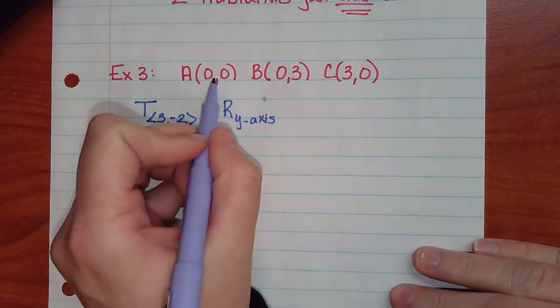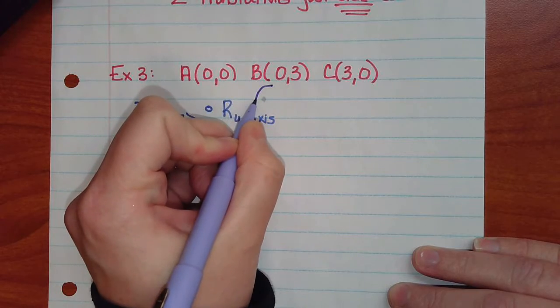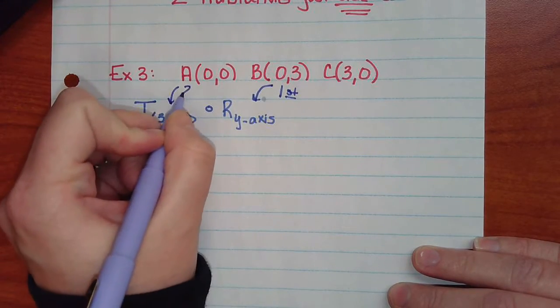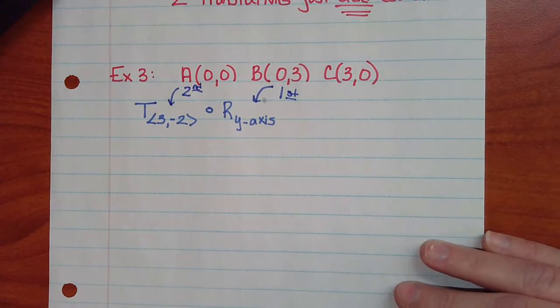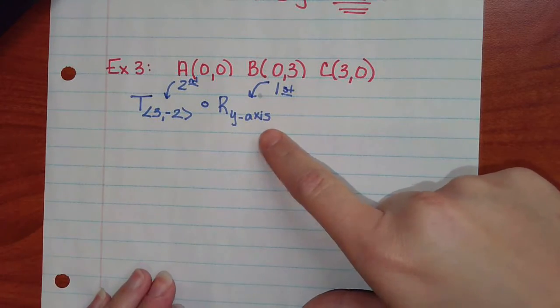So we actually are going to take our points, and we're going to do the reflection first. So we do this first, and we do this second. So if you're going to mess up anywhere, that's where you're going to mess up. So if you go to type your answers into Go Formative and it tells you you're wrong, I bet that's the issue. So first thing we're going to do is the reflection.